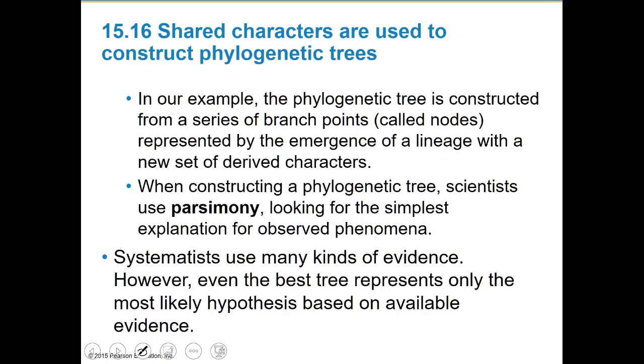So when constructing a phylogenetic tree, we use a thing called parsimony, which looks for the simplest explanation for observed phenomena. So parsimony is just like the simplest is probably the most correct answer. I don't know if you guys have lived long enough to know that, but I don't know that everything works off parsimony, because I've had some real complicated stuff happen in my life. We base a lot of things off of parsimony, but life is complicated and wild, so I don't know.